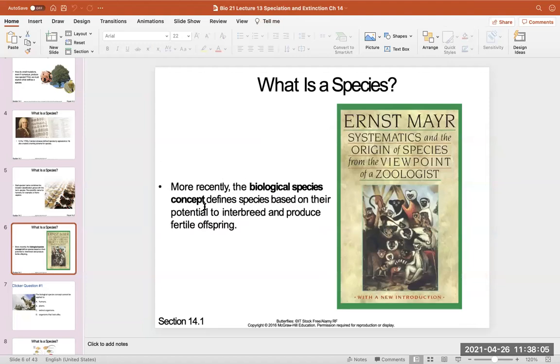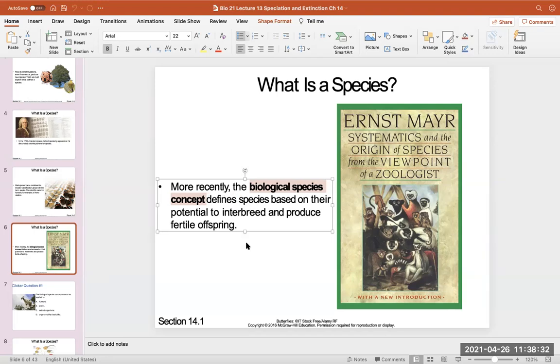And then very, very important is the biological species concept. You have to know the definition, which is their potential to interbreed and produce fertile offspring. I might give you some examples. I might say you have a horse and a donkey, and they produce together a mule. The mule is infertile. It doesn't support the biological species concept.